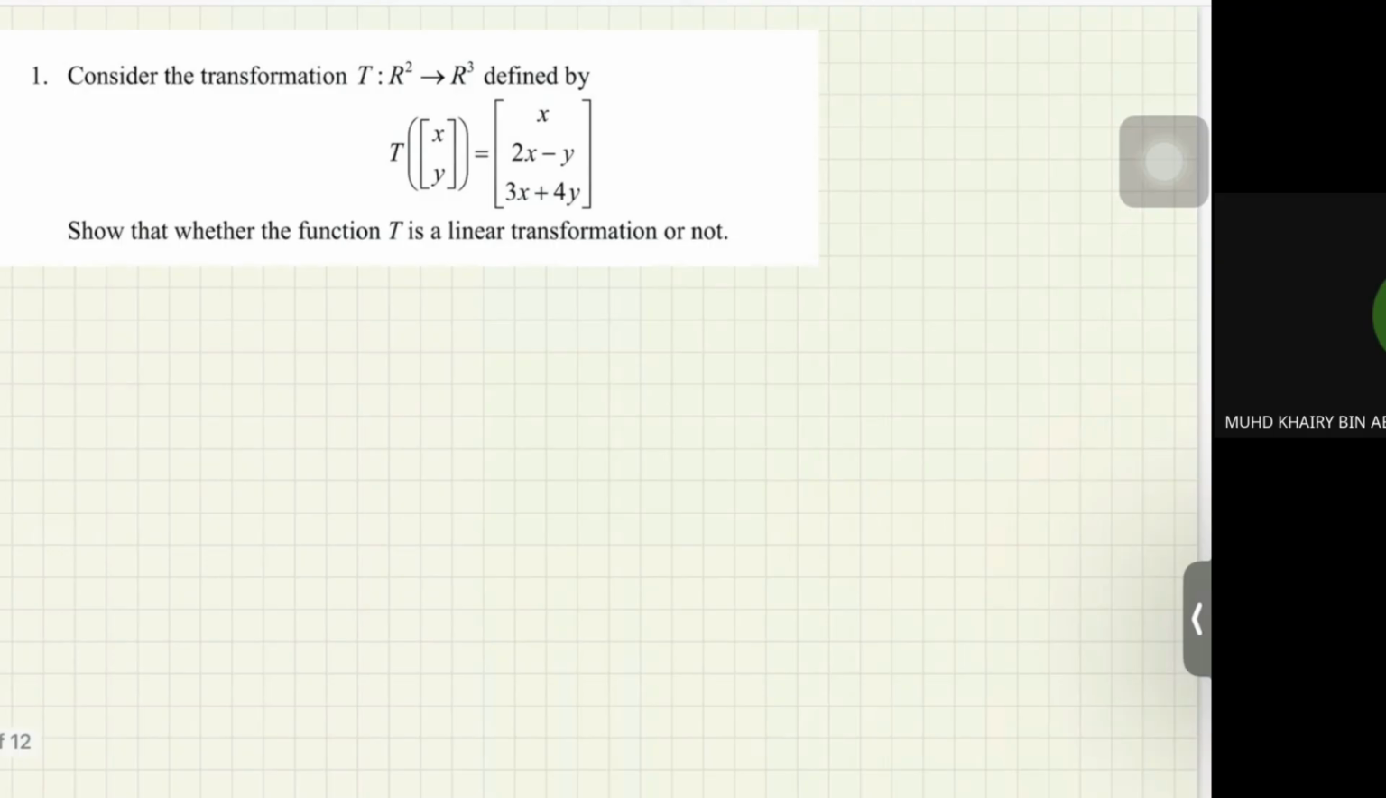Number 1, consider the transformation T from R2 to R3, defined by this transformation: T(x, y) = (x, 2x minus y, 3x plus 4y). Show whether the function T is a linear transformation or not. So you have to prove the 3 conditions, right?